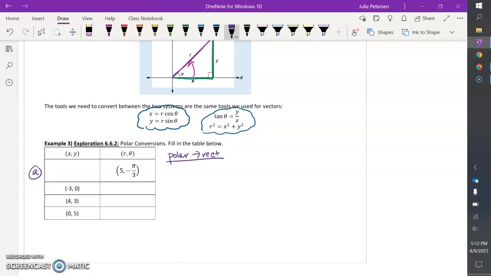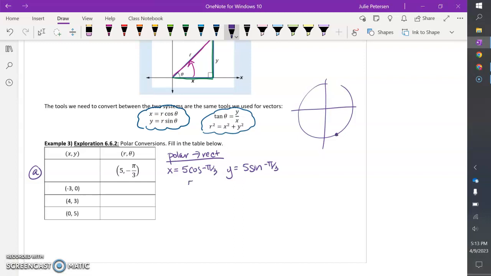What we're going to do is identify that we have an r value of 5 and a theta value of negative pi over 3. So to get our x value, we're going to do r times cosine of our theta. And to get our y value, we're going to do 5 times the sine of our theta, which is negative pi over 3. All right, so what we need to do is think about what that is on our unit circle, negative pi over 3. Where is that? Picture what's going on. We're somewhere down here.